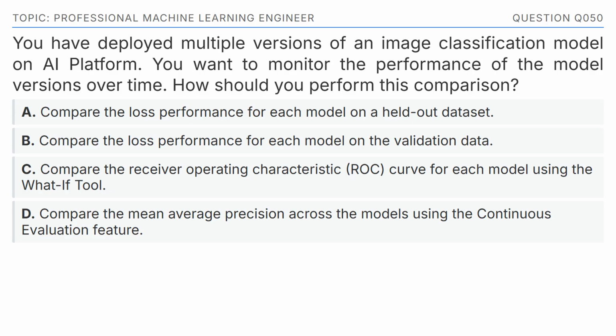The options are: Option A, compare the loss performance for each model on a held-out dataset. Option B, compare the loss performance for each model on the validation data. Option C, compare the receiver operating characteristic (ROC) curve for each model using the what-if tool. Option D, compare the mean average precision across the models using the continuous evaluation feature.